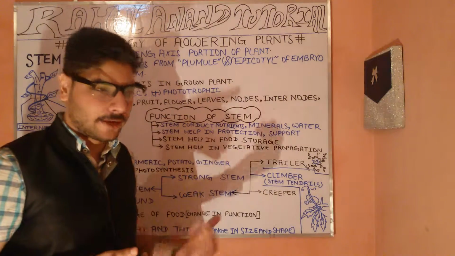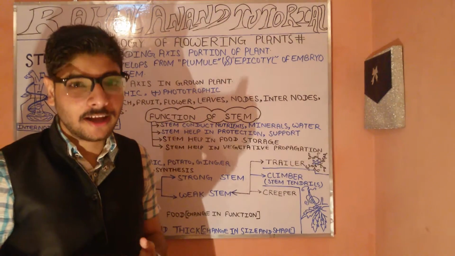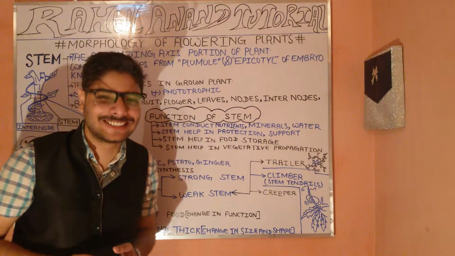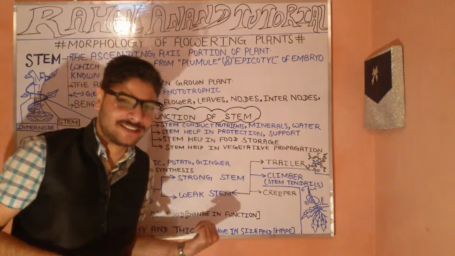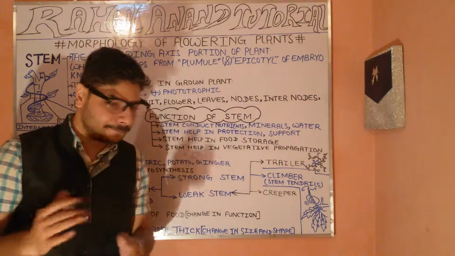Now, let's talk about the different features of the stem. What are the different parts, or rather the types of the stem? These are further divided into two broad categories. So what are these? These are the aerial stem, then the underground stem. So what is the aerial stem? Here. So, aerial stem.